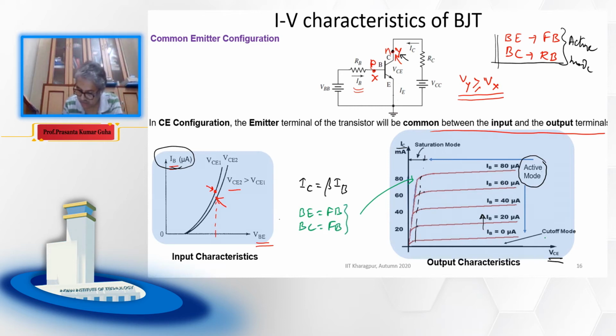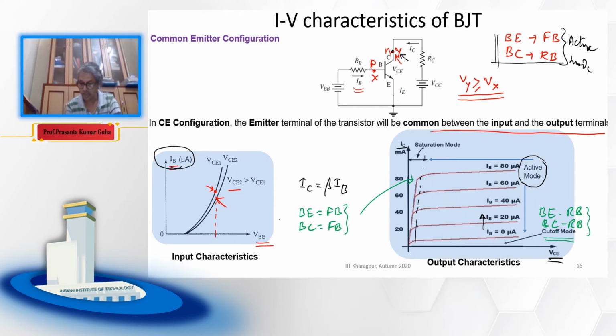What about the cutoff region or cutoff mode? In this case, base emitter junction is reverse bias and base collector junction is also reverse bias. So if base emitter junction is reverse bias, then there is hardly any carrier passing from emitter to collector side. That represents that there is hardly any current. Okay, so we will have very little amount of current, or almost no current. So that's basically my cutoff mode.